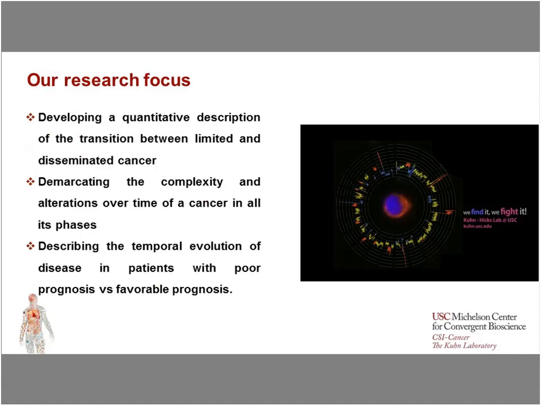Our lab, the Kuhn and Hicks lab at the University of Southern California, is the cancer initiative of the USC Michelson Center of Convergent Biosciences. We aim at integrating patient, model system, and high-content single-cell data to translate clinically observed correlations into a mechanistic understanding of the physical and biological underpinnings of cancer dynamics. The organizing framework of the physical dynamics of cancer focuses on the spatial distributions and the temporal evolution of the disease at the cellular, human, and population level.